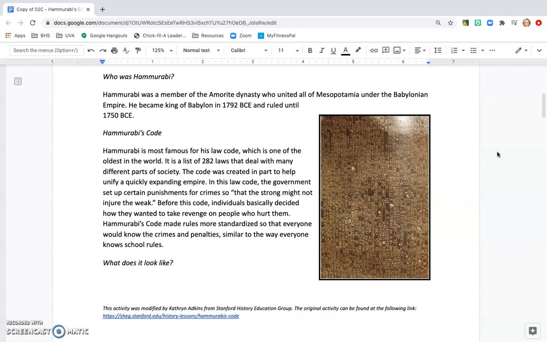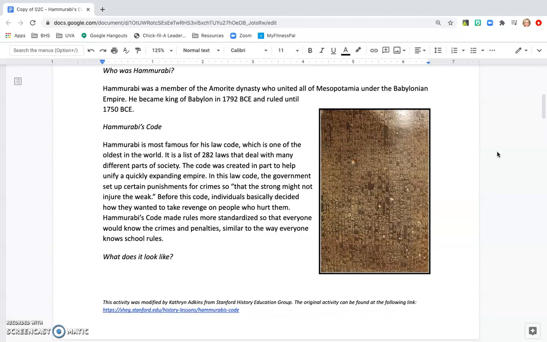In this law code, the government set up certain punishments for crimes so that the strong might not injure the weak. Before this code, individuals basically decided how they wanted to take revenge on people who hurt them. Hammurabi's code made rules more standardized so that everyone would know the crimes and penalties, similar to the way everyone knows school rules. I want you to pause here for a moment and see if there's anything in this section that might need to be highlighted that helps you know why the code was created and how it affected the Babylonian Empire.